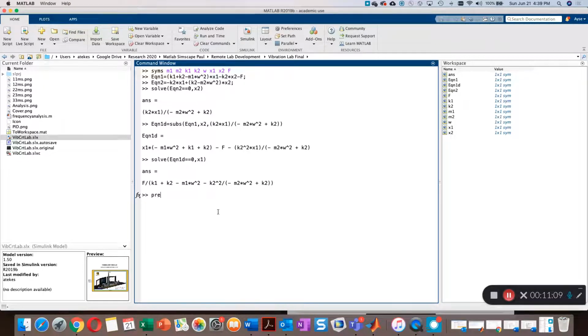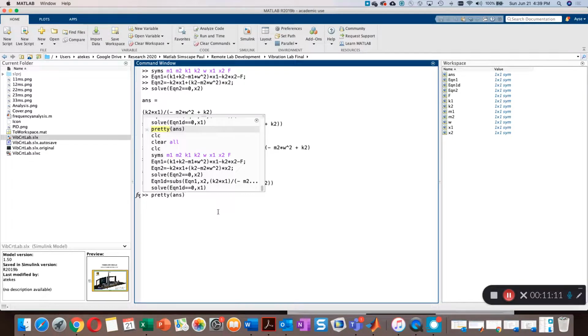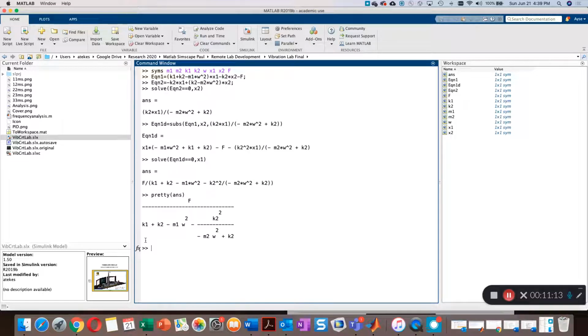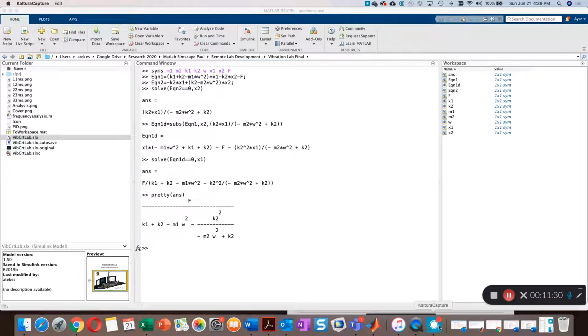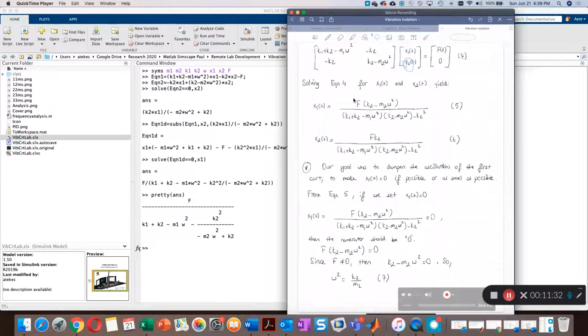If you want to display this in a pretty form, just write pretty answer, and MATLAB will display the answer in a different way. If you make the common denominator, so you multiply these two functions, you expand the first fraction by this k2 minus m2 times omega squared, and then flip it, this will yield this equation here.